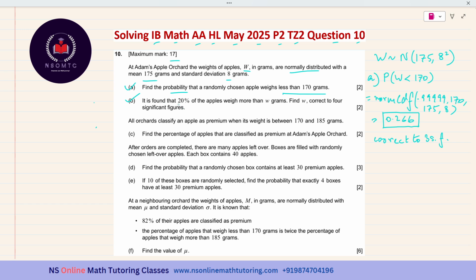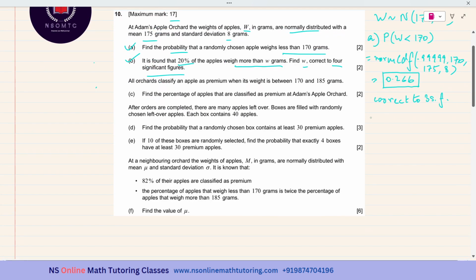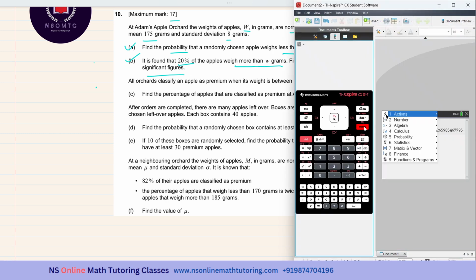So part B. It is found that 20% of the apples weigh more than w grams. Find w correct to 4 significant figures. So P of W greater than small w is equal to 20%, so the probability is 0.2. Since we have to find the value of small w, we have to use the inverse normal option. Therefore, we change this greater than sign to the less than sign. So this is equivalent to writing P of W less than w is equal to 1 minus 0.2, which is 0.8.